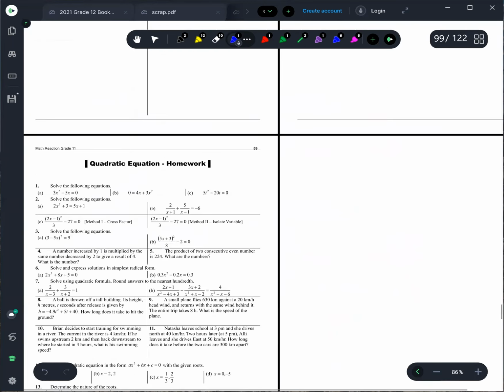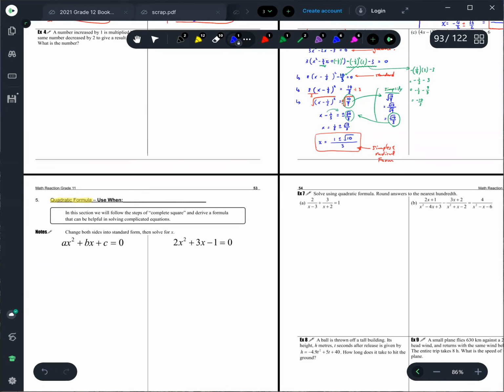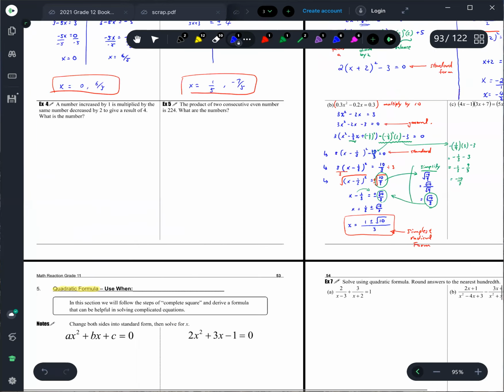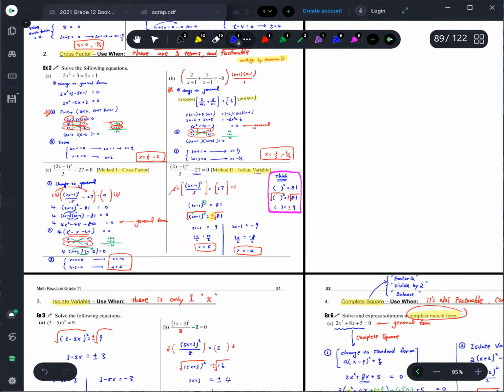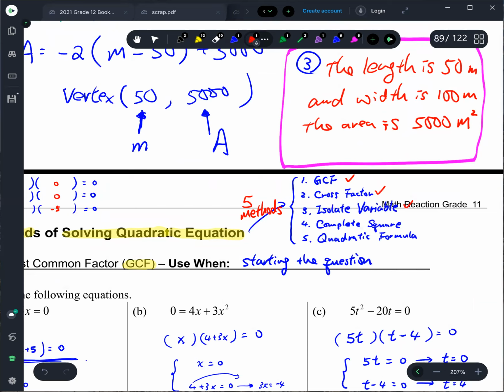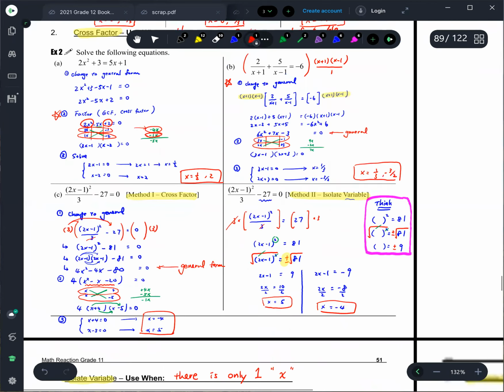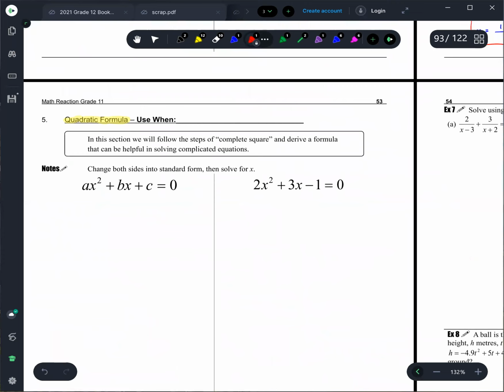So we are going back up to our last method. This is our fifth method, okay? Just quickly recap what the 5 methods are here. We had GCF, cross factor, right? Isolate variable last time, right? We learned complete the square. Today we're going to learn the quadratic formula. Okay, this is our last one. So let's go to page 53.